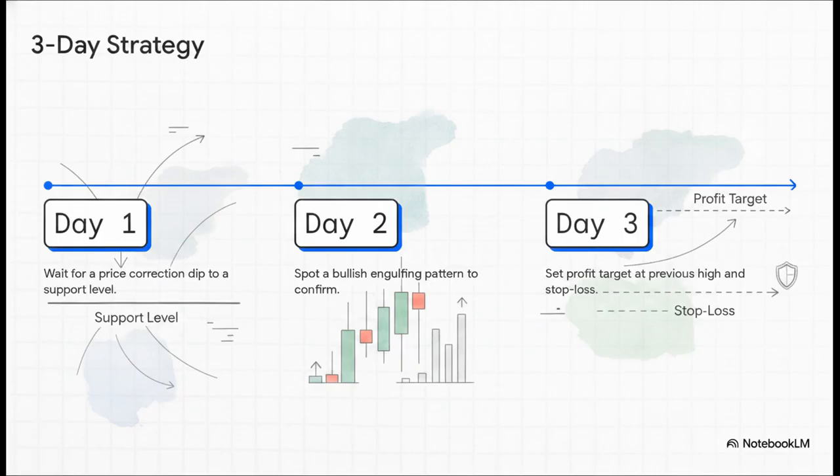And then Day 3 is your exit plan. You logically set your profit target at the previous price high, and, this is absolutely crucial, you strictly set your stop loss just below that recent swing low. You gotta protect that capital. It's a really solid, structured, 3-step approach.